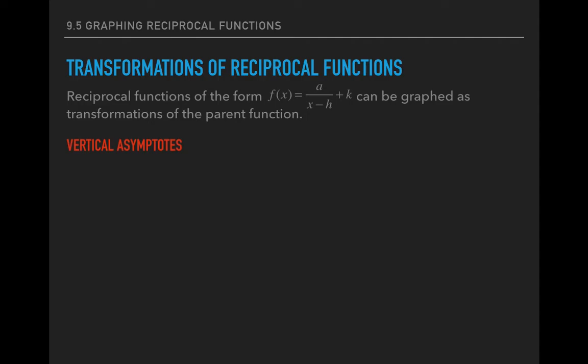The first thing is vertical asymptotes. We saw our vertical asymptote just a moment ago.